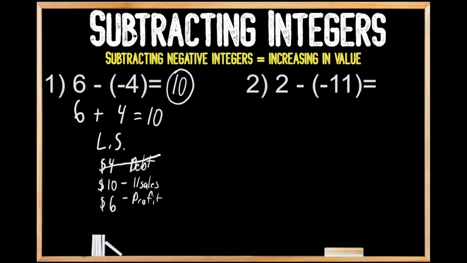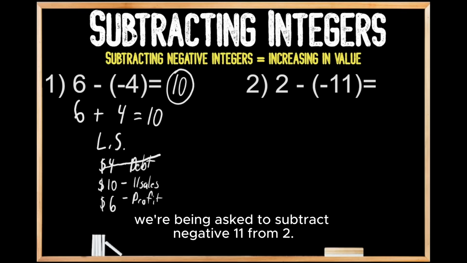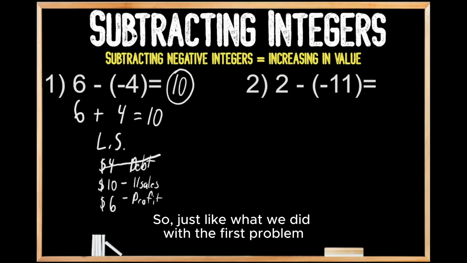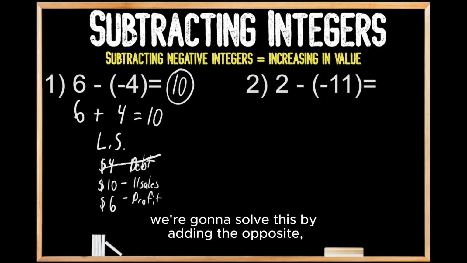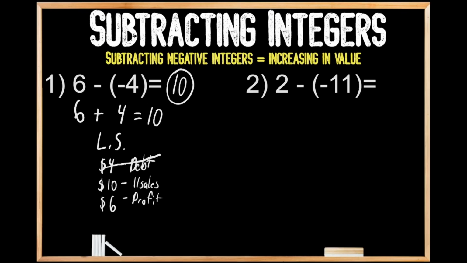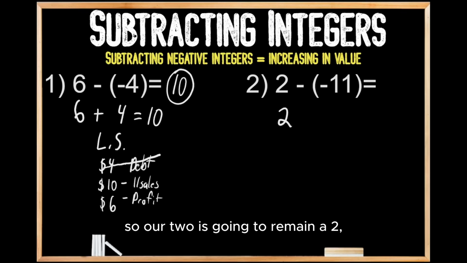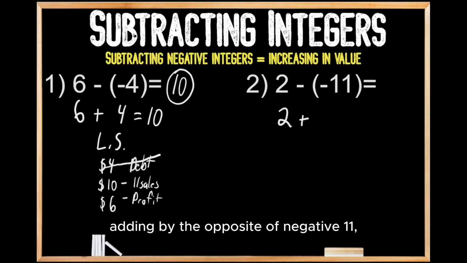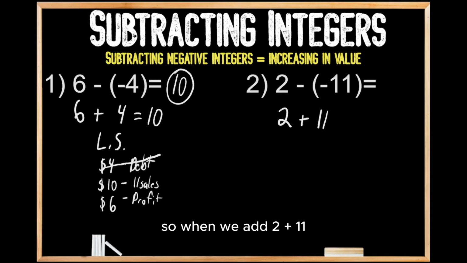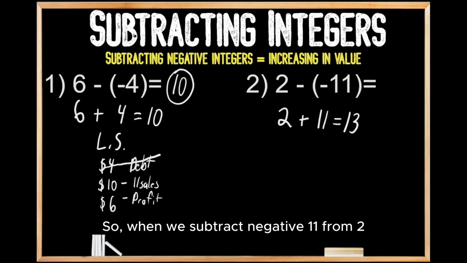Now moving on to question number 2, where this time we're being asked to subtract negative 11 from 2. So just like what we did with the first problem, we're going to solve this by adding the opposite. So our 2 is going to remain a 2, but now we're going to be adding by the opposite of negative 11. And the opposite of negative 11 is 11. So when we add 2 plus 11, we get the answer of positive 13. So when we subtract negative 11 from 2, we get the answer of positive 13.